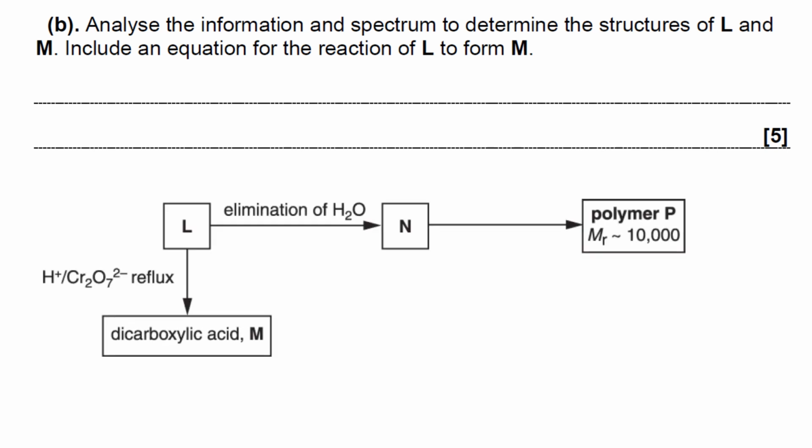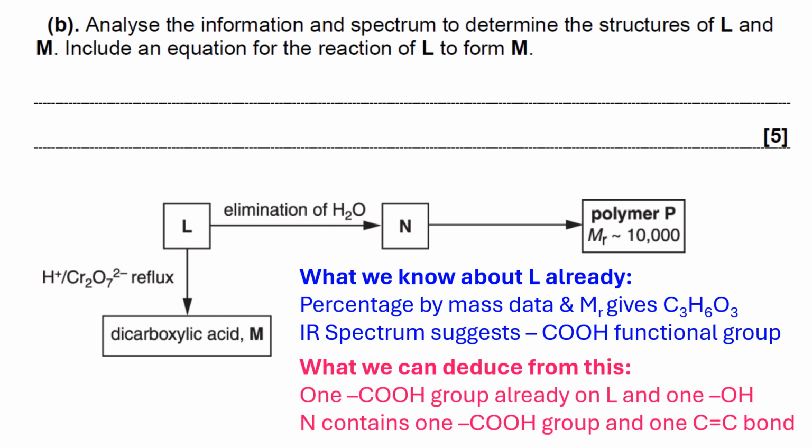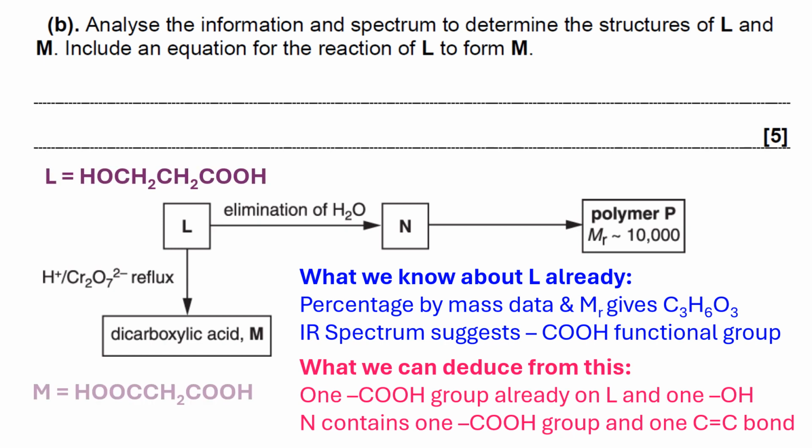So coming back to our flowchart, we know already that its percentage by mass data gives us C3H6O3, and the IR spectrum suggests a carboxylic acid functional group. So we can deduce that it's got one COOH group already and one OH. So that would suggest this compound here. Now that would mean that the primary alcohol would oxidize to form another carboxylic acid group on the left-hand side, leaving the other carboxylic acid group on the right-hand side in place.